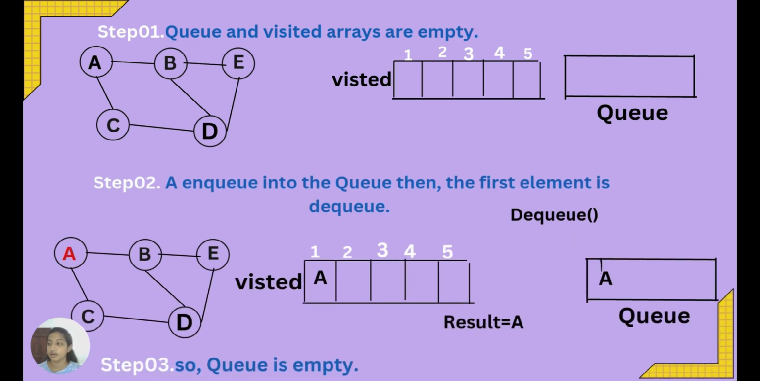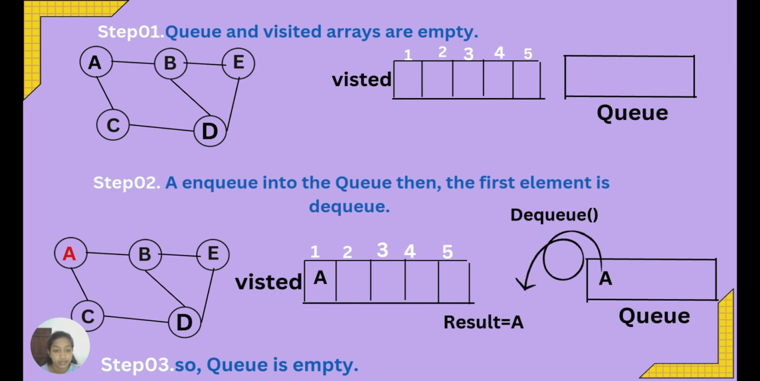Example for breadth first search. Step 1: the queue and visited array are empty. Step 2: enqueue A into the queue, then the first element is dequeued. So the visited array is A, and the result is A.